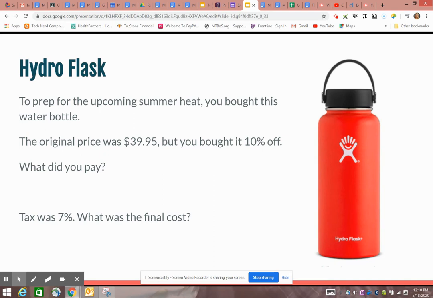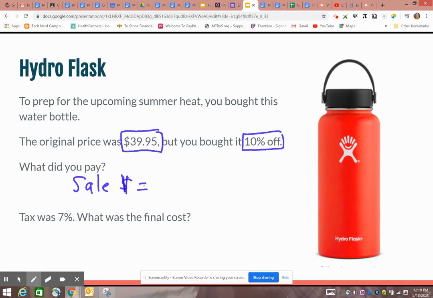So here we have a couple of steps that we need to do. First of all, notice that the original price, the whole, was $39.95. So we've got a 10% discount. So we are going to take that away from the original price to find what did you pay. We also call that our sale price. So we can find our sale price first, just like we did on the last two.